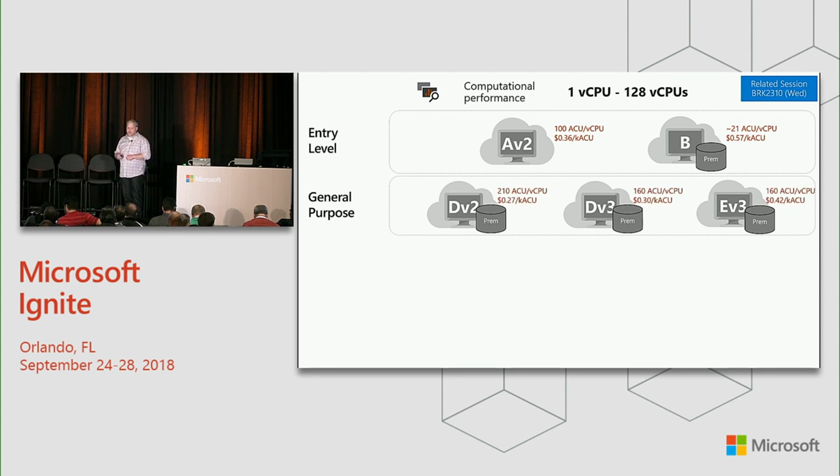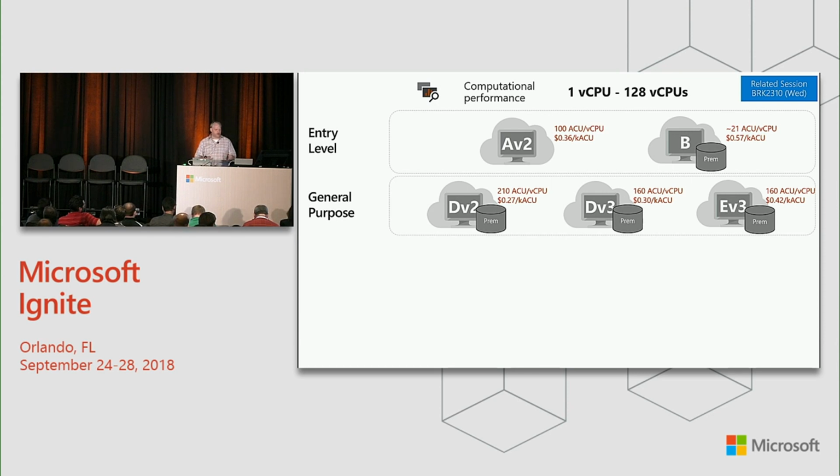But now if you go down and look at the D series, you actually see while the overall price of the Ds and the Es is more expensive than As, if you're running them hot, you'll actually see that you get a lower price per ACU. So the DV2 is there at 27 cents per ACU, which is a good bit better than either the AV2 or the B size.